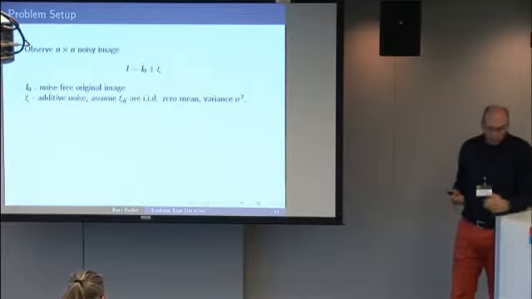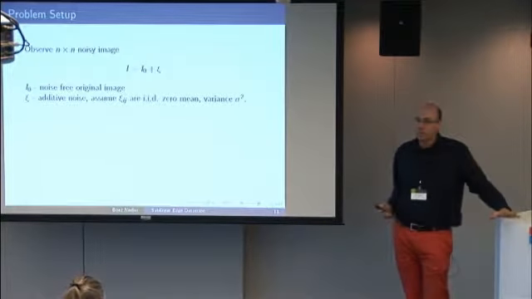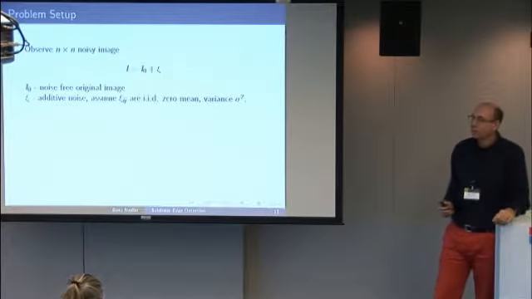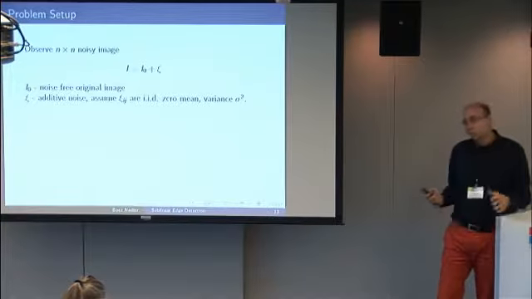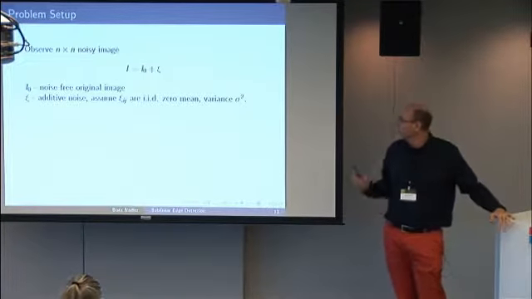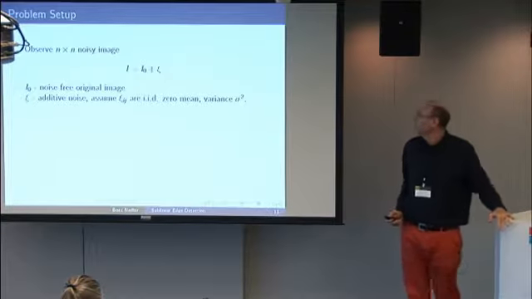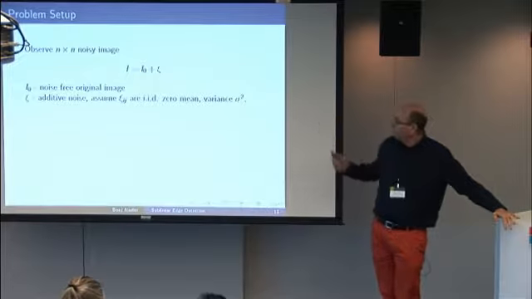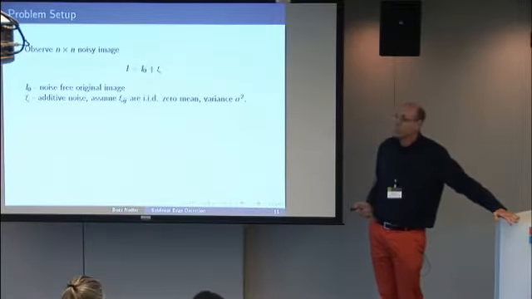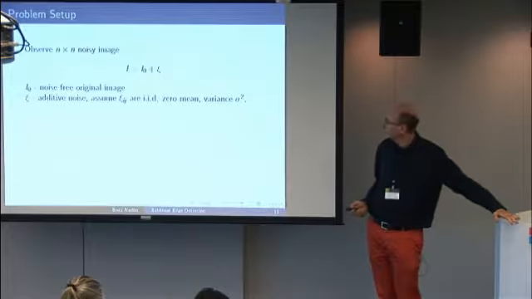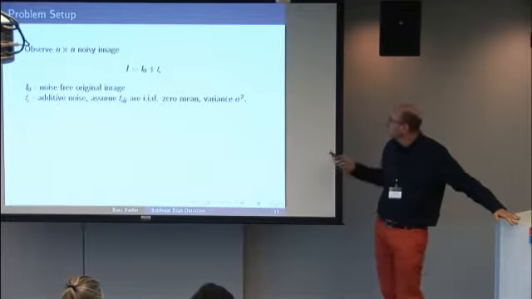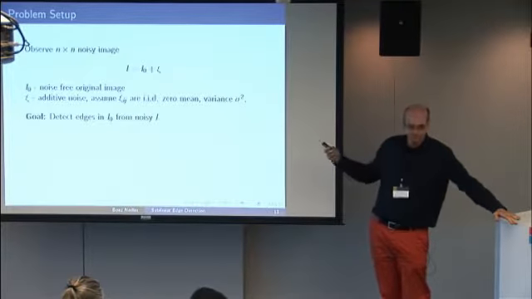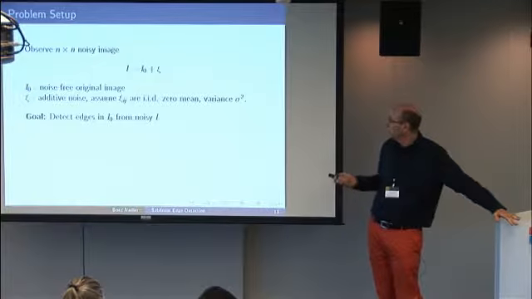So here we need to formulate some model. For the theoretical part, I'm going to assume a very idealized model. I'll later on show you that our algorithm works reasonably well on actual images. But our model to do the analysis is that what I observe is a noise-free image I0, corrupted by additive noise. Actually, in the analysis, we even assume it's Gaussian. And my goal is to detect the edges in the clean image I0 from the noisy observed I.